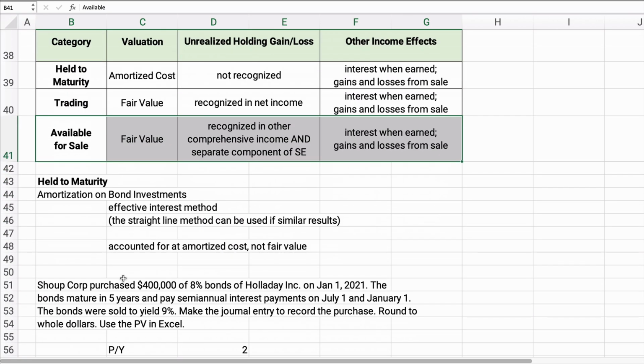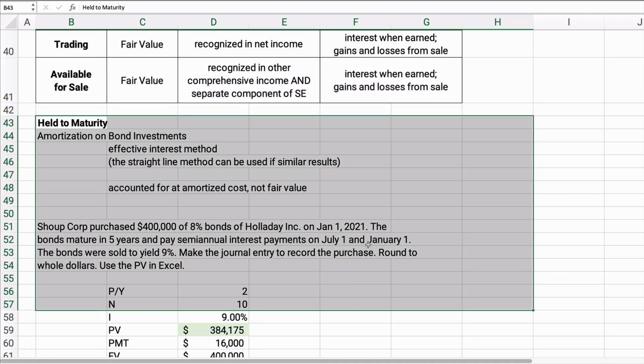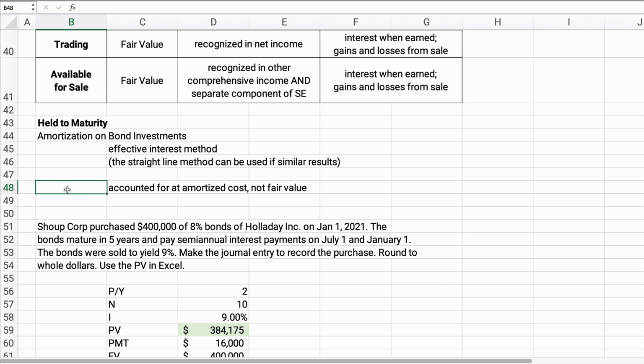All right, so we're going to start doing some little problems here. Let's do held to maturity. So we're going to have several things with held to maturity. So what about the amortization on bond investments? It's just like our amortization before. So I built some. You can copy mine. You can edit mine. Use Excel. The more comfortable you are with Excel, that would be helpful.